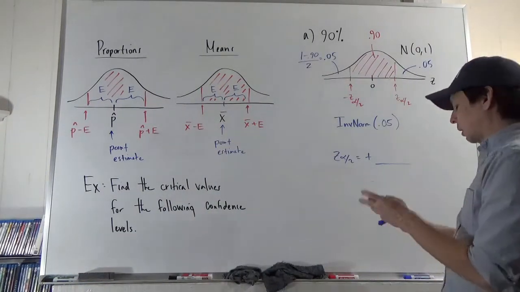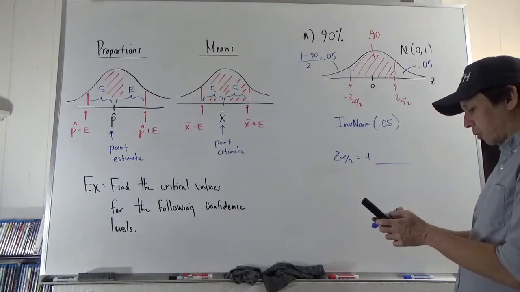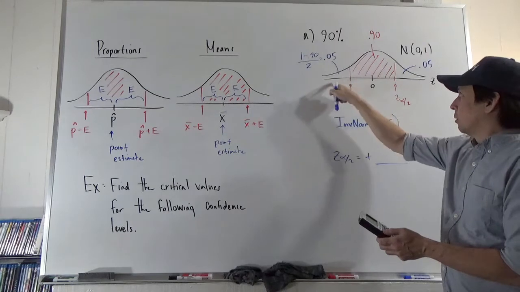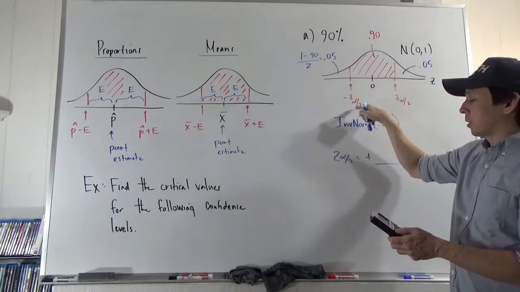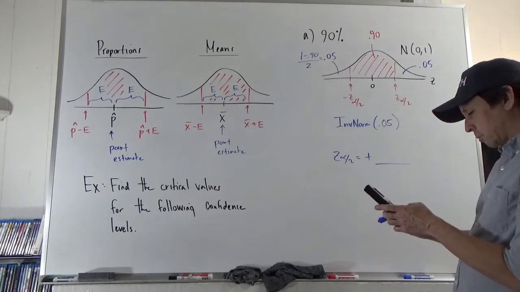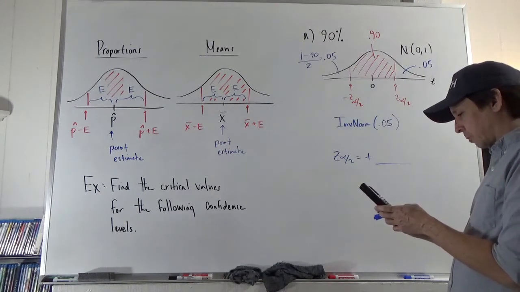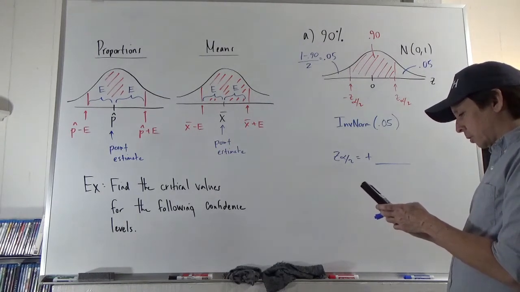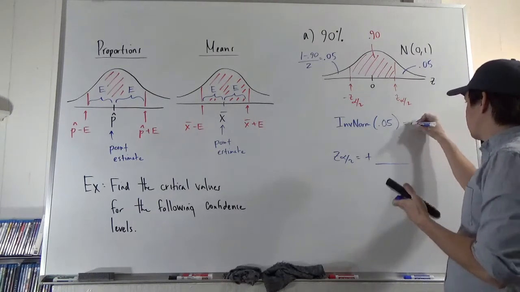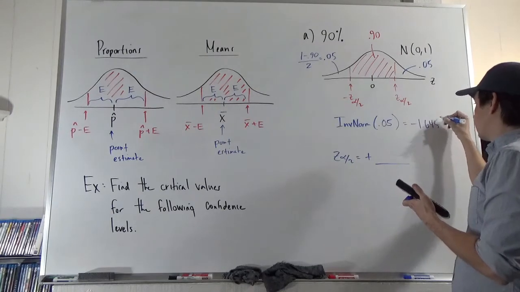Inverse norm 0.05. Remember that inverse norm takes the area to the left, so when I put in 0.05, it means I'm intending to get the one that has 0.05 to the left. This is the negative side. Doesn't matter as long as you're aware that we want the positive one, so we'll just drop the negative. 1.6448, but I have to round it to 3 places, so that's going to give me negative 1.645.